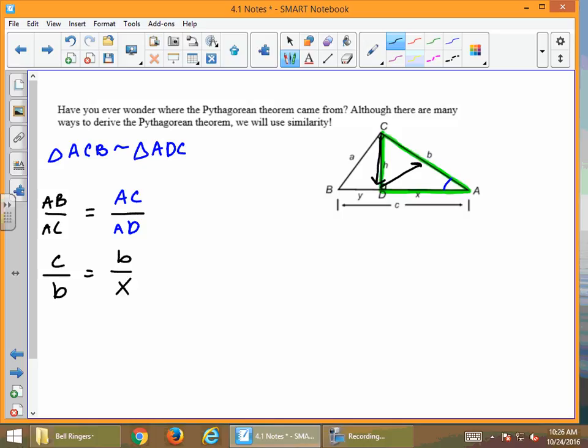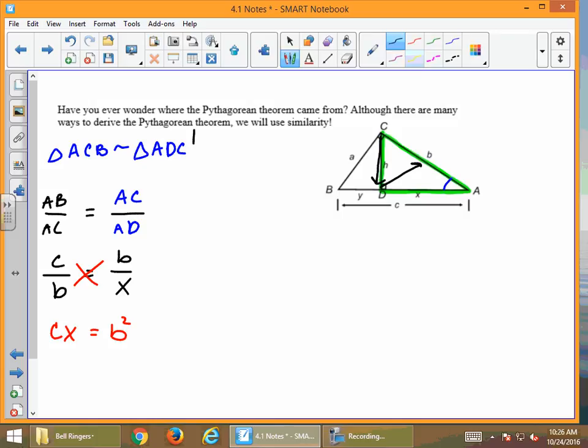X. Okay? If we're solving a proportion, how do we solve them? Cross multiply. There's nothing really to solve, but we're going to get rid of those fractions by cross multiplying. So C times X is CX, and B times B is B squared. That part right there.